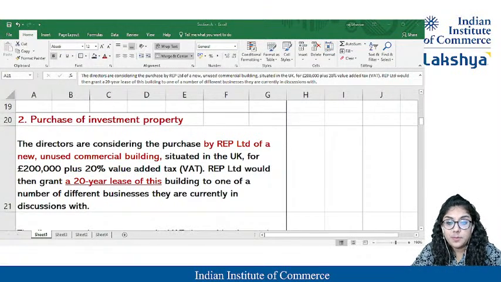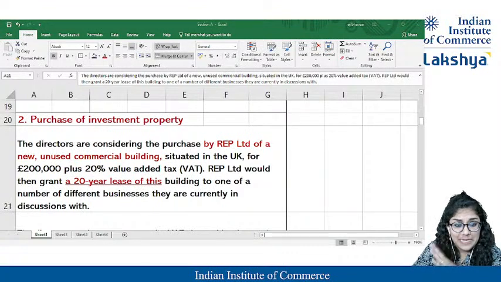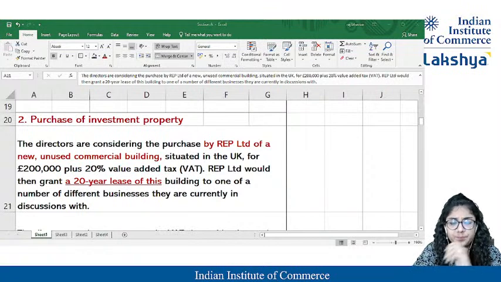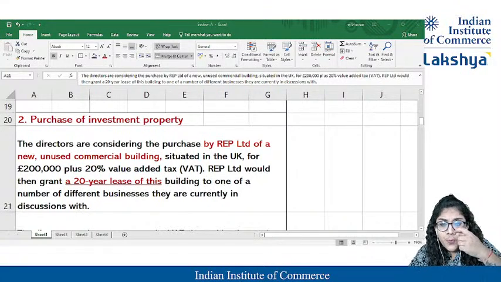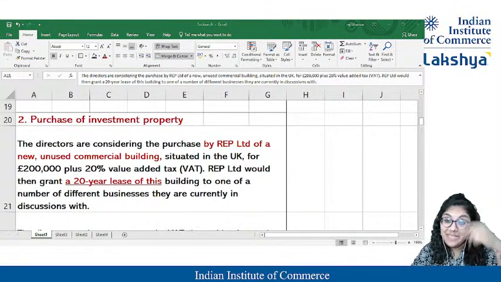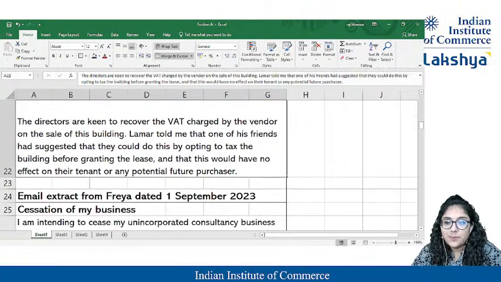Problem in what, guys? You should know the impact, that whether it is a renting activity or a leasing activity, is it exempt? Yes, it is exempt from VAT. Then it will be difficult, don't you think, to recover the VAT from the vendor on a purchase which is for some exempt use? Then REP Limited has to make an election whether they want to opt to pay the tax or something else. Let's see what they asked us.